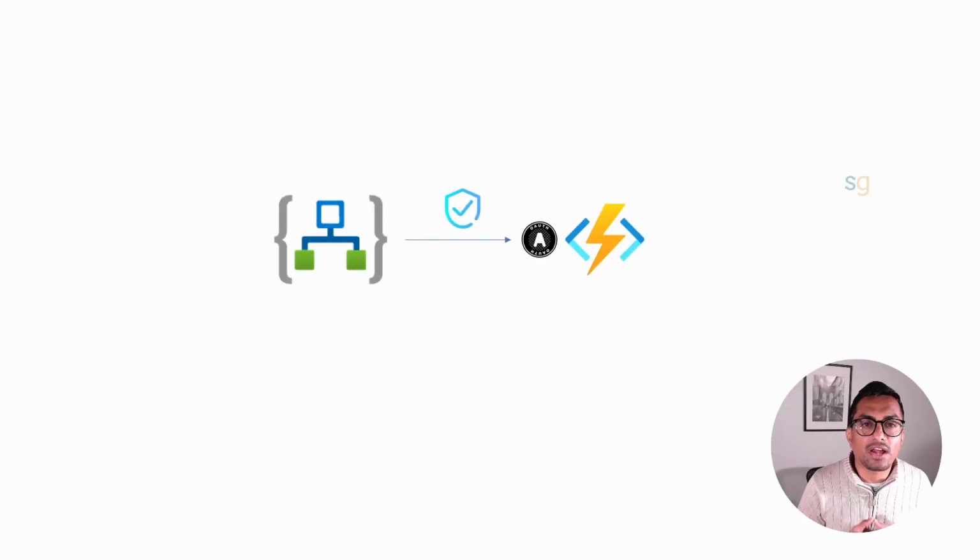Another option is to use Azure AD authentication. In this video, we are going to talk about securing your Azure Function Apps using Azure Active Directory and calling the Function App from Azure Logic Apps.